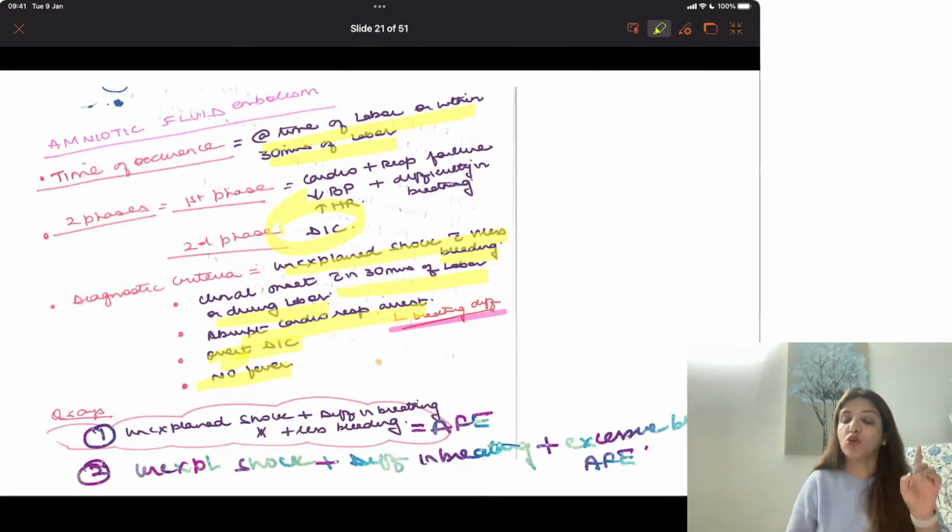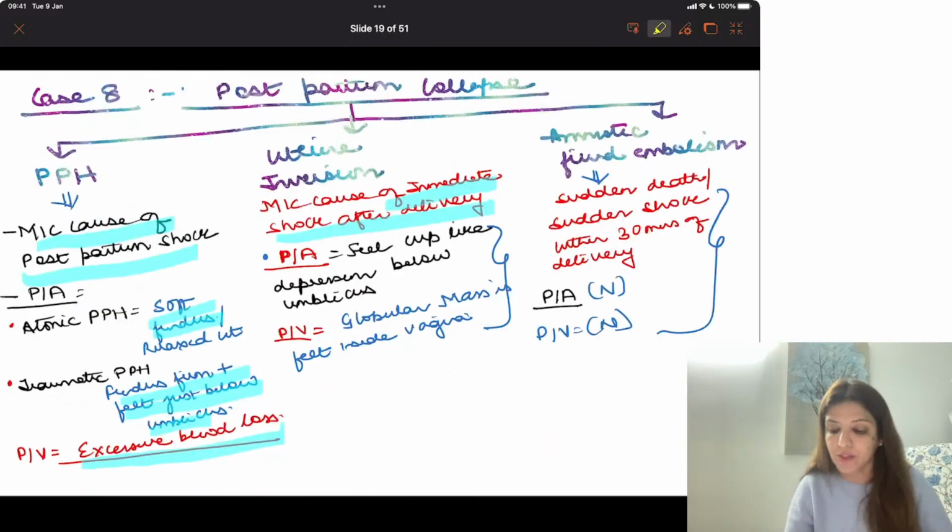so that was postpartum collapse. One question on postpartum collapse you can expect in whatever upcoming exam you are giving. Have you all understood postpartum collapse and how you are going to distinguish? Please remember, in amniotic fluid embolism, always per abdominal examination everything will be normal. On per vaginal examination everything will be normal.